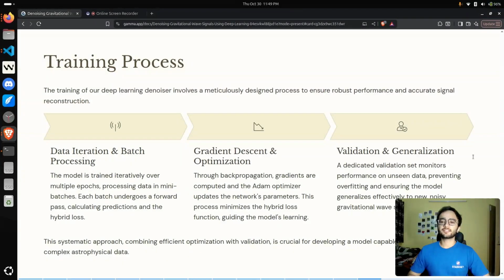And then there is a dedicated validation set, which is different from the training set. We see the model's performance on unseen data, and we ensure that it actually fits unseen data and is not just overfitted on the training data.